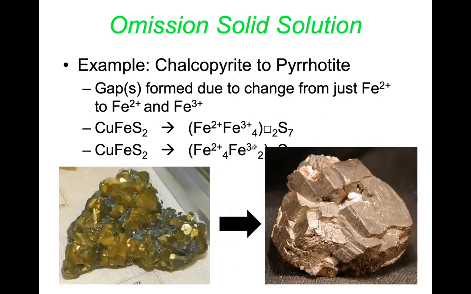So you can see physically the difference between chalcopyrite and pyrrhotite. This is pyrrhotite and this is chalcopyrite, after replacing ferric there. So these are omission solid solutions.